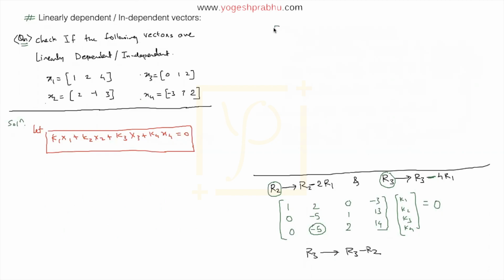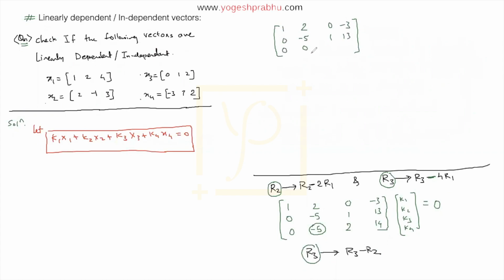So I'll continue here. And now if you see, we are only changing R3. So R1 and R2 will remain as it is. So it is 1, 2, 0, minus 3, 0, minus 5, 1, and 13 as it is. And then we'll do R3 minus R2. So it's 0 minus 0. This remains 0. Minus 5 minus 5.